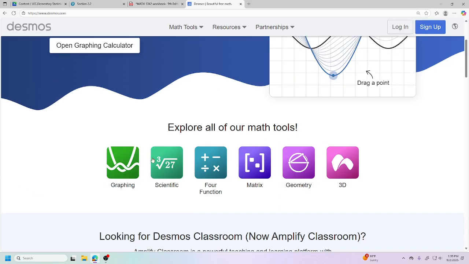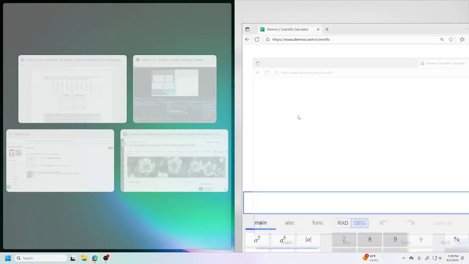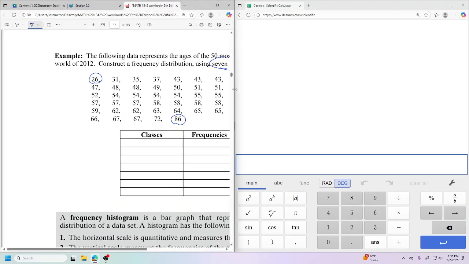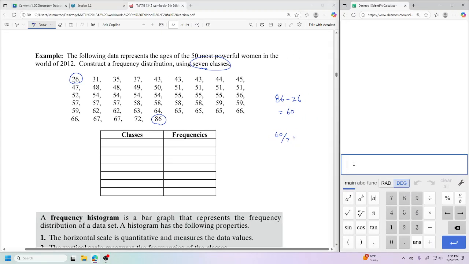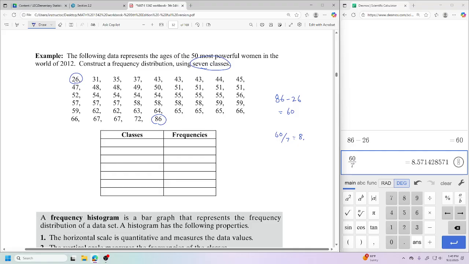Desmos Scientific is pretty easy. Okay, there we go. So 86 minus 26, I'm just going to show you that I did it. And then I'm going to go 60 divided by 7. And so I got 8.57. Again, I need to round up.